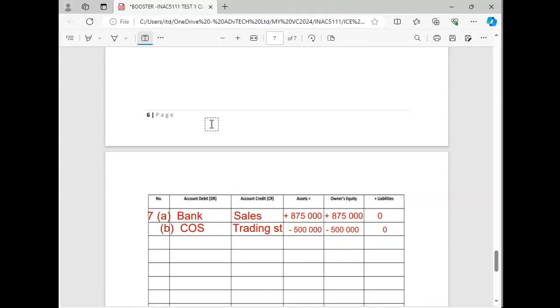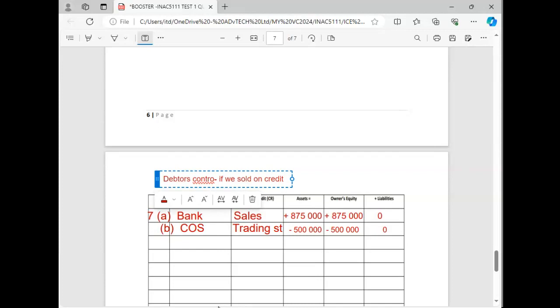So guys, if I were to focus on this one, it will always be like this as long as you sold for cash. I repeat, next time when you see a similar transaction, just do it. It will never change. The only thing that can change is only what? Only bank. Bank can become what? Debtors control. If we sold on credit, that's the only thing that will change.